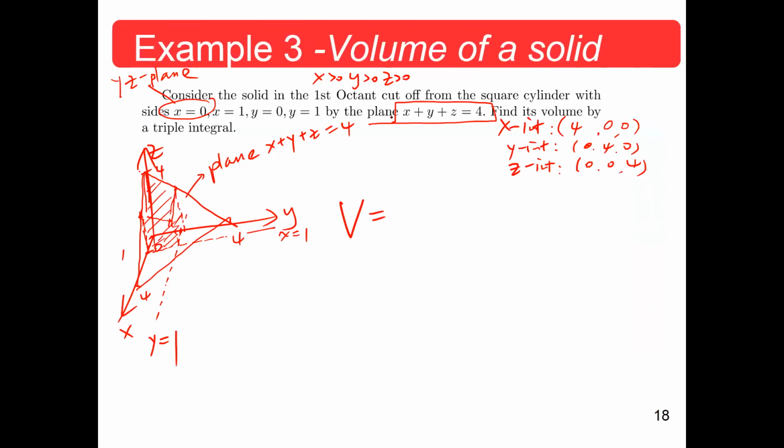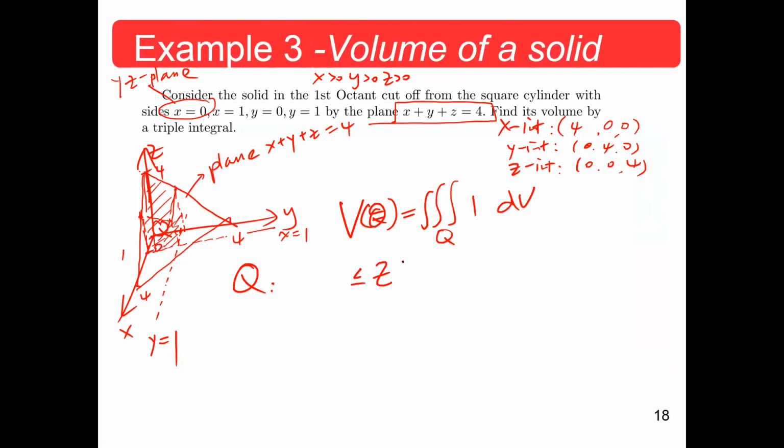So we find the volume of the solid. Okay, let's call the solid Q. The volume of the solid Q will be the triple integral of 1 dV over the solid Q, right? So the question is, how do we define this Q? Let's try to define this Q.